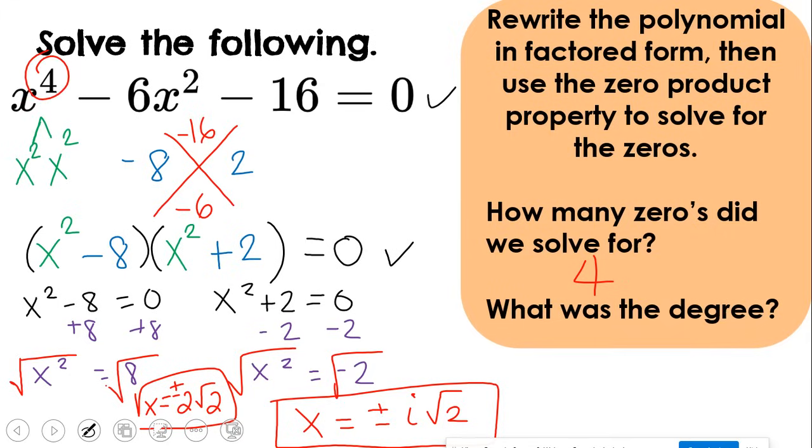I look back at my problem. My degree was 4. I had 4 x's in factored form, so I found them all. What's crazy is 2 of them were imaginary and 2 of them were real numbers.